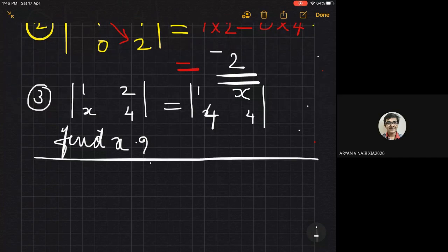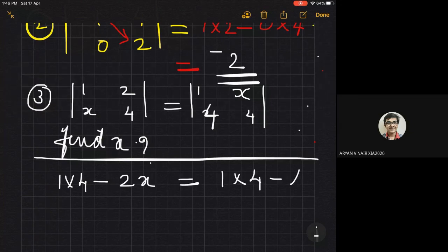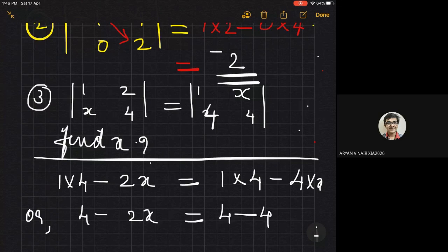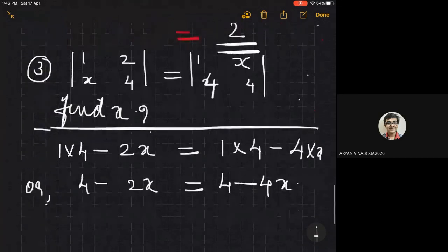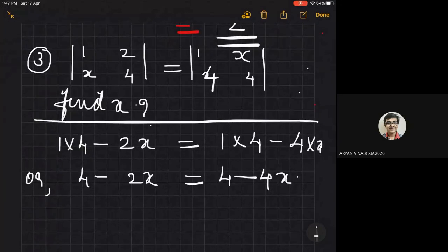So what you do is expand, or write the value of the determinant. For the first one, it is 1 into 4 minus 2 into x, equal to, on the right hand side, 1 into 4 minus 4 into x. So you are getting 4 minus 2x equal to 4 minus 4x. So what is the value of x? You cancel the 4, and you are getting 2x equal to 0, so x equal to 0.